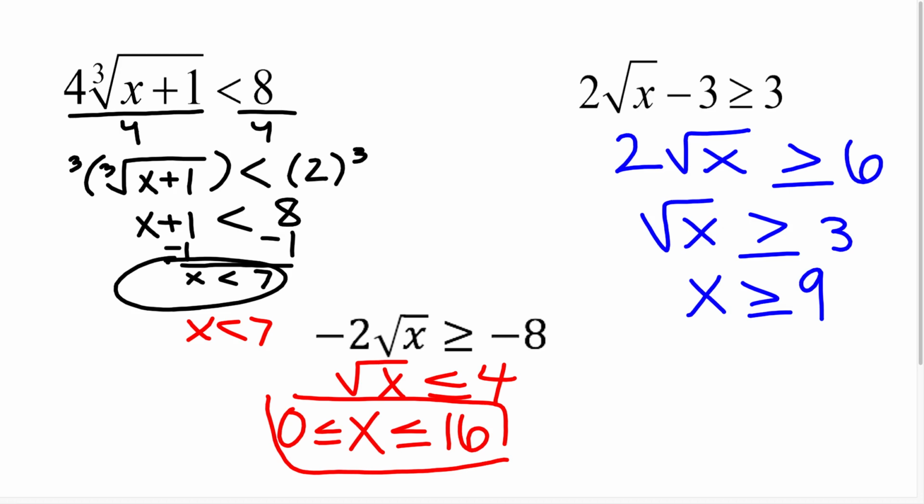But he thought -1 was the number because -1 plus 1 would still work. It would give me 0. So you might have to change what that lower limit is, depending on what the problem is. But x less than 7 should be your correct answer there. So make that change. For odd roots, you don't need to restrict it to positives only.